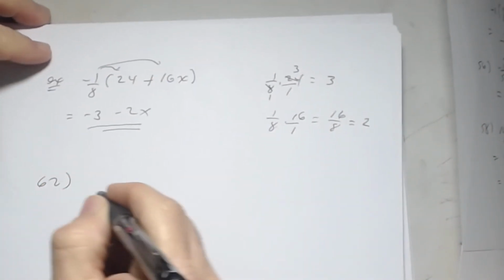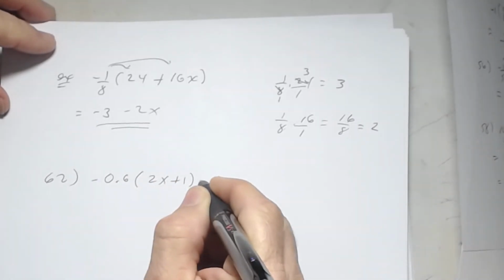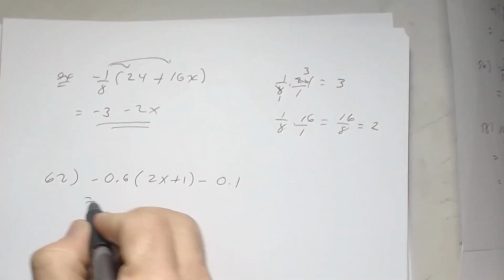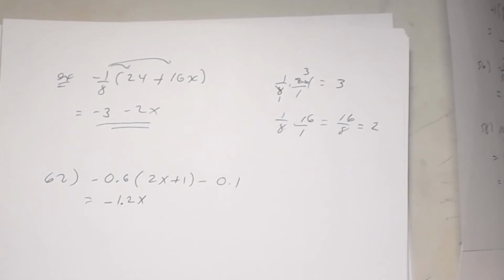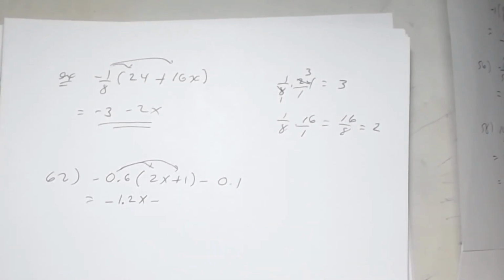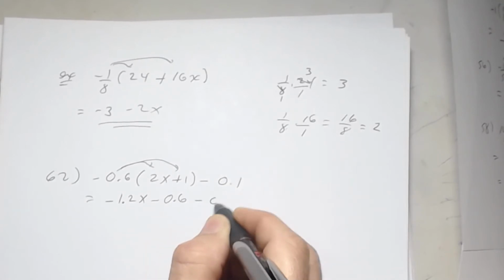All right, now for 62, use your calculator, because that one deals with decimals. Negative 0.6 times the quantity 2x plus 1, minus 0.1. So use your calculator on that one. First of all, you know that a negative times a positive is a negative. And then on your calculator, just say what 0.6 times 2 is. What do y'all get? 0.6 times 2. 1.2. All right, so negative 1.2x. And then also a negative times a positive is a negative. But what's 0.6 times 1? That one's easy. Anything times 1 is itself. 0.6. And then minus 0.1. Okay?